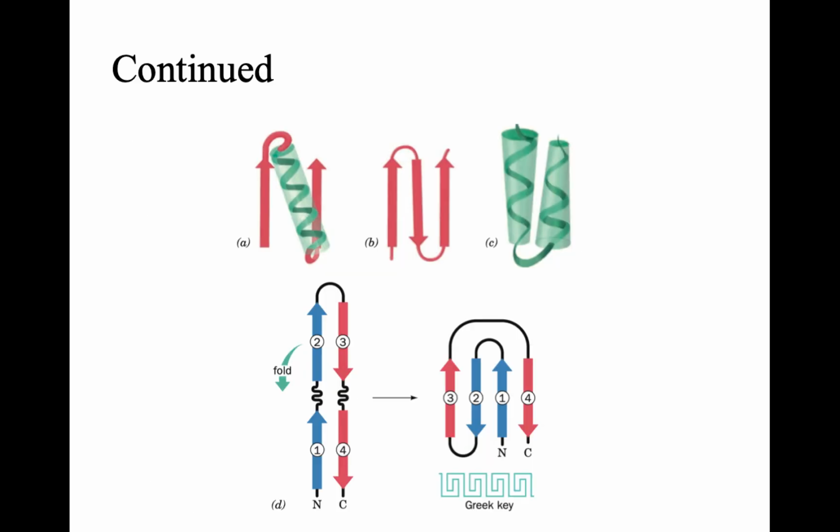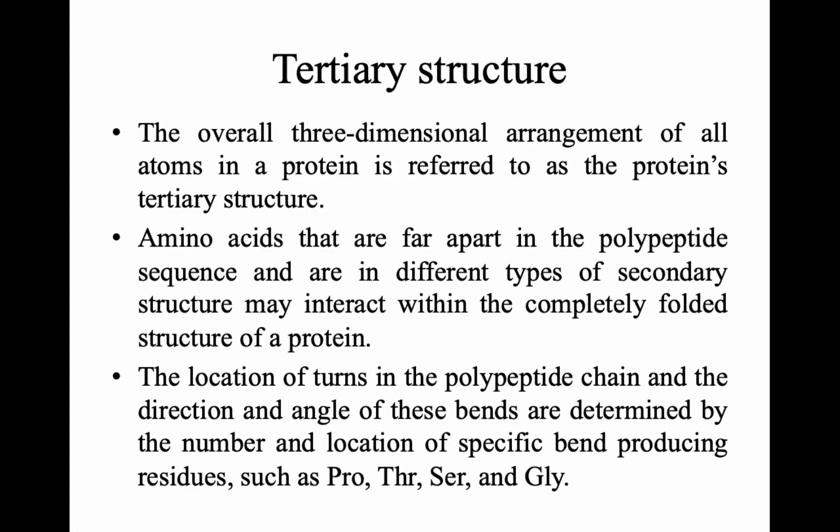And here are some of the super secondary structures, and the first one is the beta alpha beta. So here it is a beta sheet, which is connected with the help of the alpha helix, and another beta sheet. And this is the beta hairpin motif. And this one is the two helices, the alpha alpha helix motif, which is connected with the help of a turn. And this is the Greek key motif, where the four beta strands fold over here and form the Greek key. These are some of the super secondary structures.